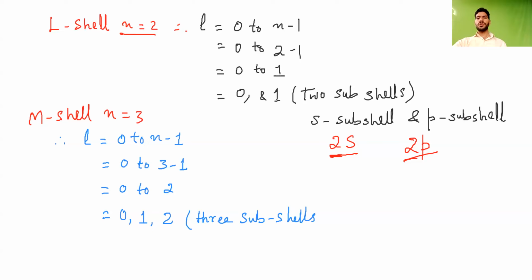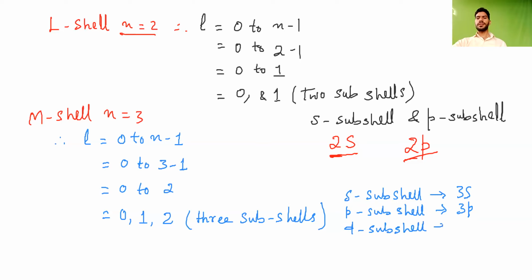3 subshells. So can you name these 3 subshells? One will be your S subshell, right? And this will be represented by 3S. Another will be your P subshell, and this P subshell will be represented by 3P. And then we are having the D subshell. D subshell will be represented by 3D. So are you getting this? This is a very, very important concept, so that you can easily tell how many subshells will be there in any shell.